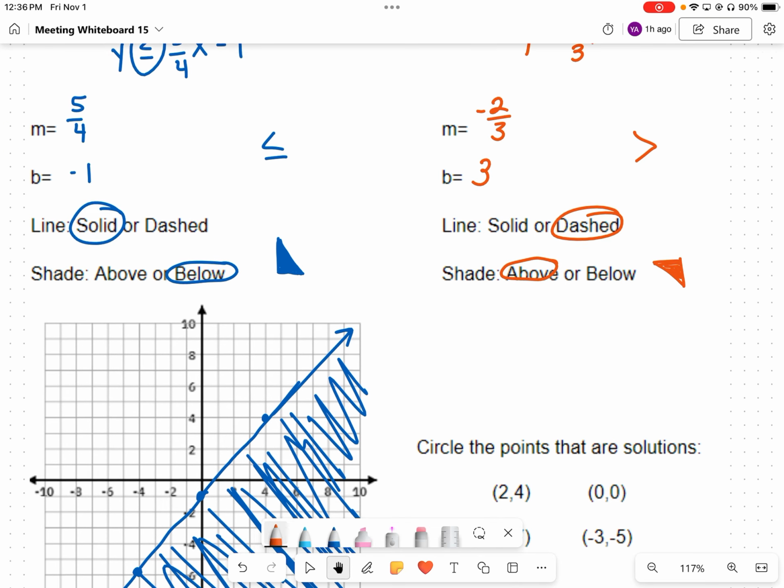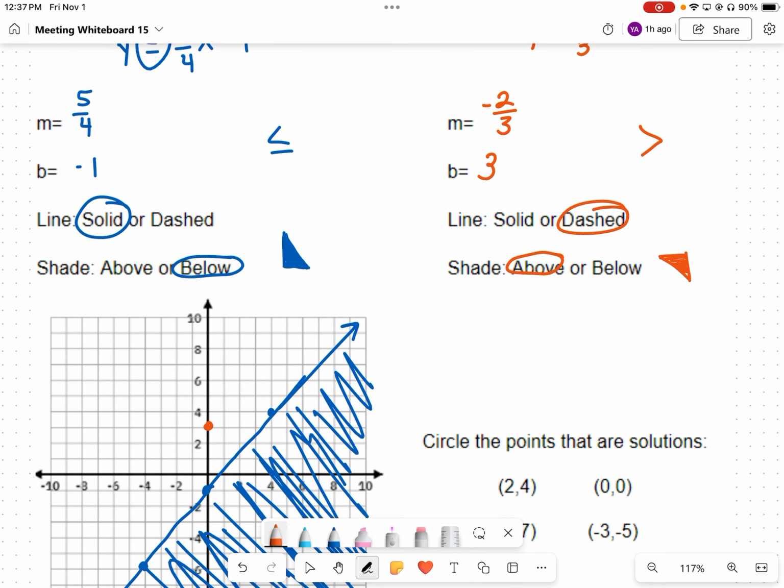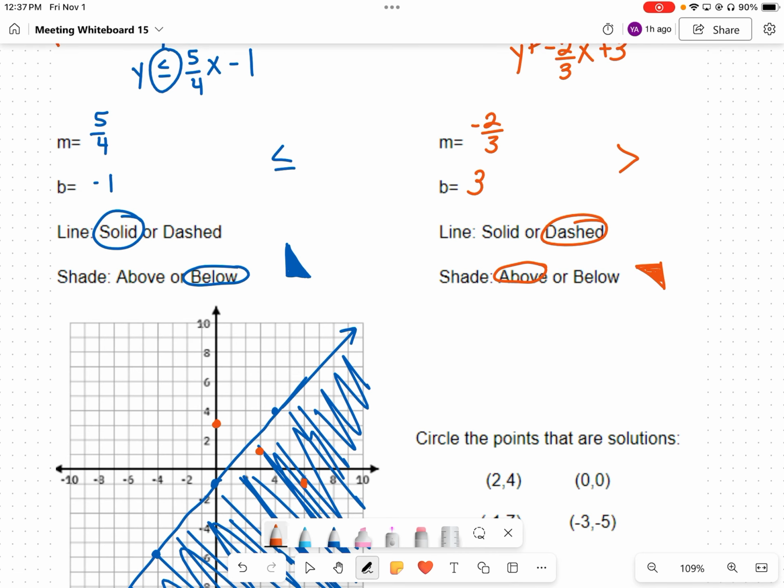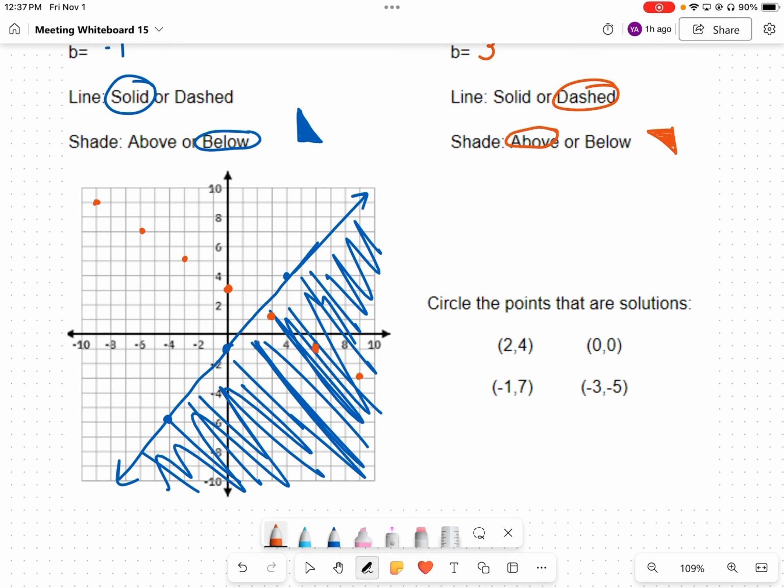Okay, so we can graph it on here also. So start at your y-intercept of 3 and go down 2, over 3. Down 2, over 3. Up 2, left 3. And do a dashed line. And shade it above.